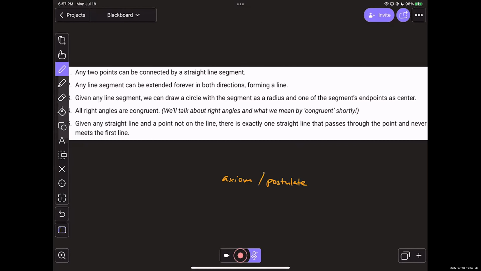These 5 are examples here. I already said the first 2. The third one is: given any line segment, we can draw a circle with the segment as a radius and one of the segment's endpoints as the center. All right angles are congruent is number 4, and number 5 is: given any straight line and another point not on the line, there's exactly one straight line through that point that never meets the first one. That refers to parallel lines, and that's something we're going to learn more about in chapter 2.